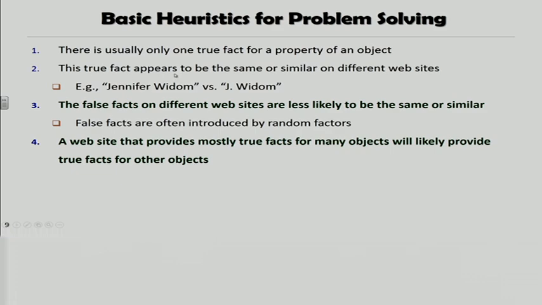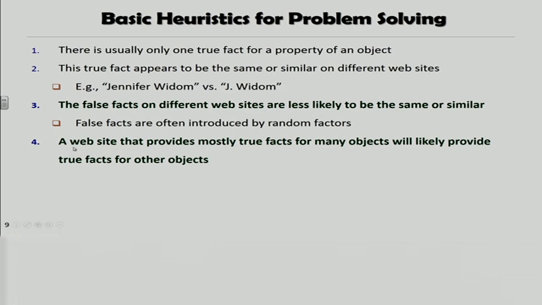Then, the true fact appears to be the same or similar on different websites. Even if they have slight differences, they may still be consistent. For example, Professor Jennifer Widom visited us a month ago. People may write Jennifer Widom or J. Widom differently, but they are consistent, so you still think it is the same truth. And third, false facts on different websites are less likely to be the same or similar. That's exactly the police questioning the thieves: once they start fabricating something, their stories are unlikely to be the same or similar.